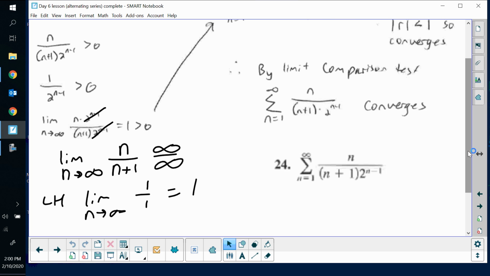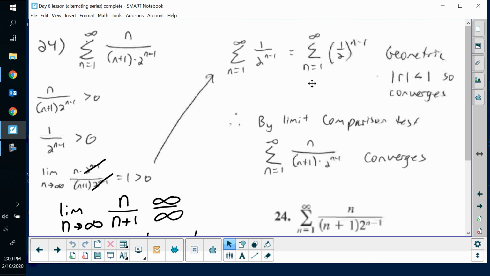But you can do that if you wanted. So then we got to see, well, what is our nice one? That can be rewritten as geometric, where absolute value of r is less than 1, so it converges. So by limit comparison test, our original converges.